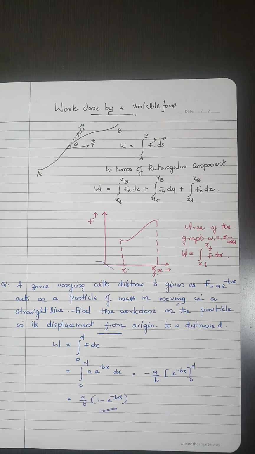So, from this question, how can we use the integration method to find the work? Here, F is given, it depends upon x. So the simple formula: integral F dx. Here, the limit is from 0 to d. So you just integrate e raised to minus bx. Apply the limits. So you get the answer.